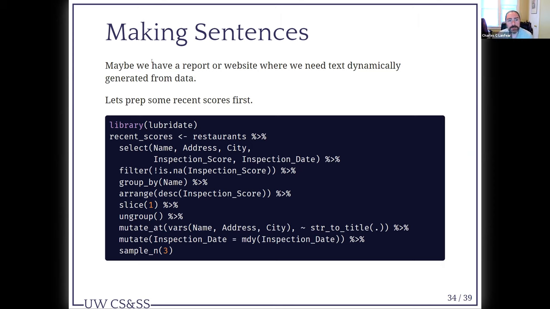So what I'm doing right here isn't too important. I'm just prepping some recent scores in the data first. I'm loading up lubridate so I can get some dates and times. My recent scores are going to be the restaurant's data, selected down to name, address, city, inspection score, and date. I'm going to remove missing inspection scores, group them by name, get the worst inspection score first, slice off and keep only that worst inspection score, ungroup my data, mutate my name, address, and city columns and change them to title case so they look nice. Mutate my inspection date to be a proper MDY of the inspection date, that is a proper month, day, and year date. And then sample just three observations to play with on the next slides. This isn't too important what I did here, but that's what I did.